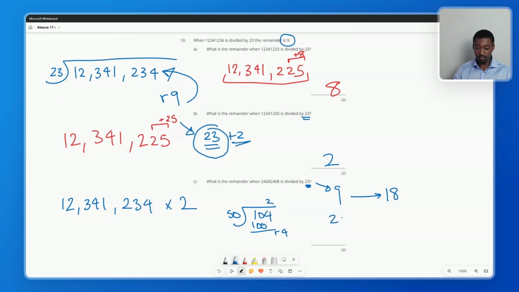But if we turn that 104 into 208, and we have the same divisor of 50, then 50 goes into 200 4 times, but then this time the remainder is going to be 8. The remainder doubles. So same thing here. If the remainder, when we divided by 23, was 9, now that the number we're dividing has doubled, that remainder should also double to 18. So 18 is our answer.